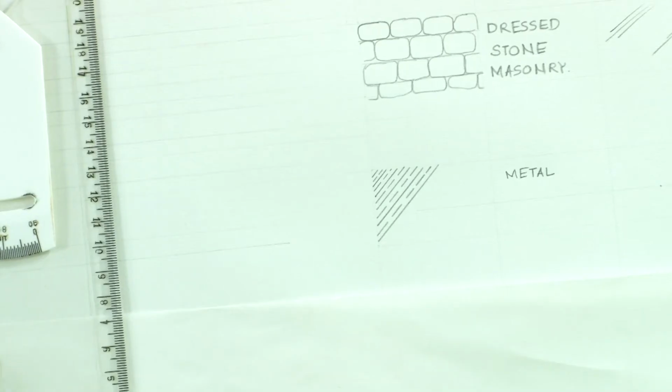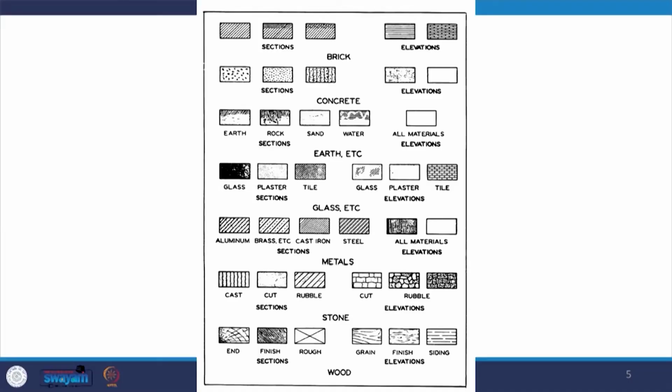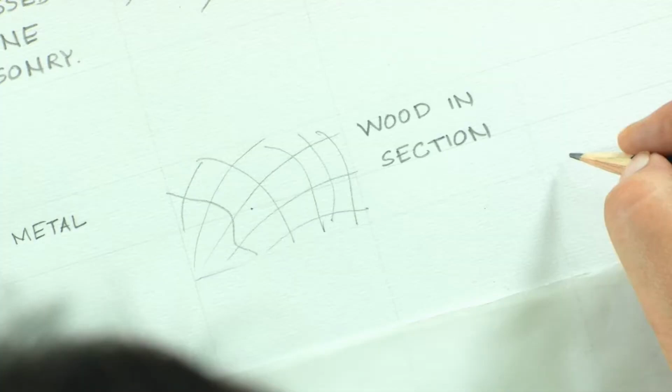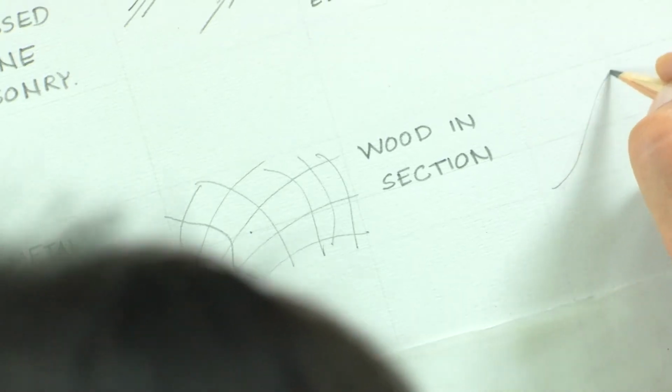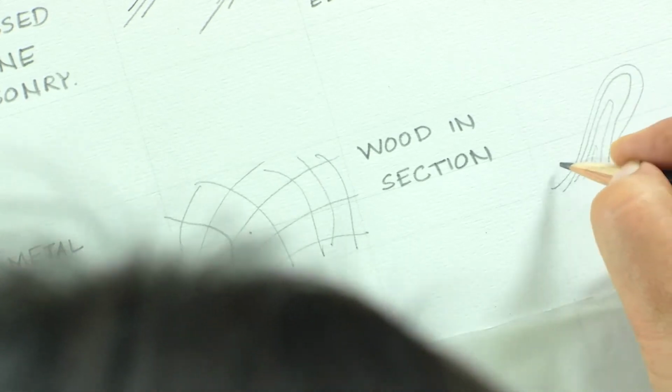Suppose we have wood in section. If there is wood in section, then we would only use a section representation. If the wood is being cut, you would only see odd styled lines coming, and this is what we use as wood in section. And if there is wood in elevation, then you would see grains like this, if it is a seasoned wood.